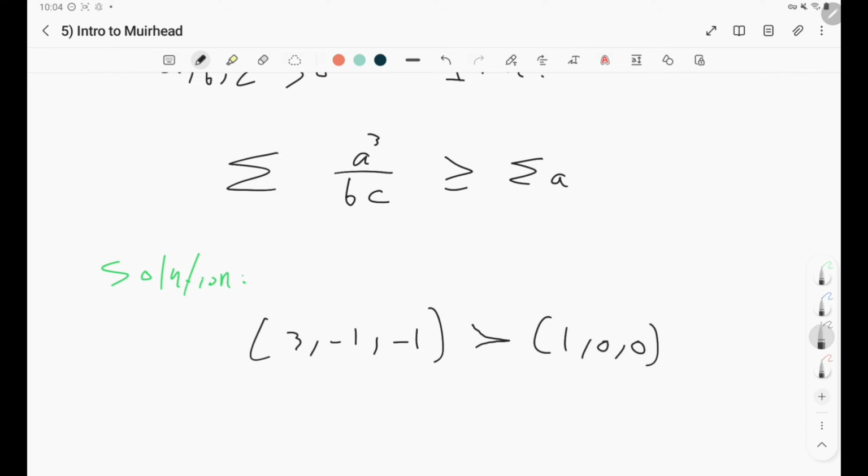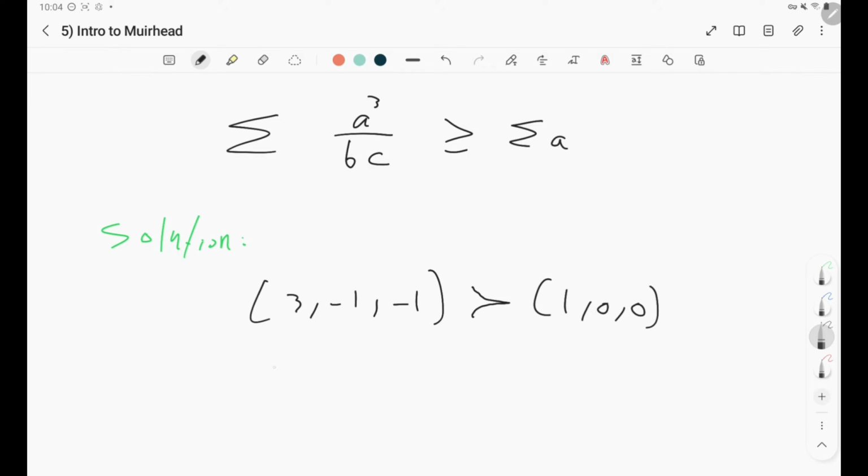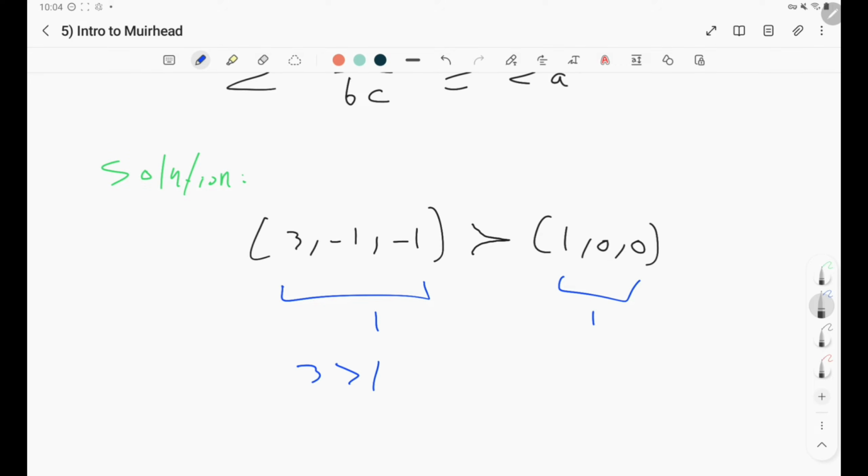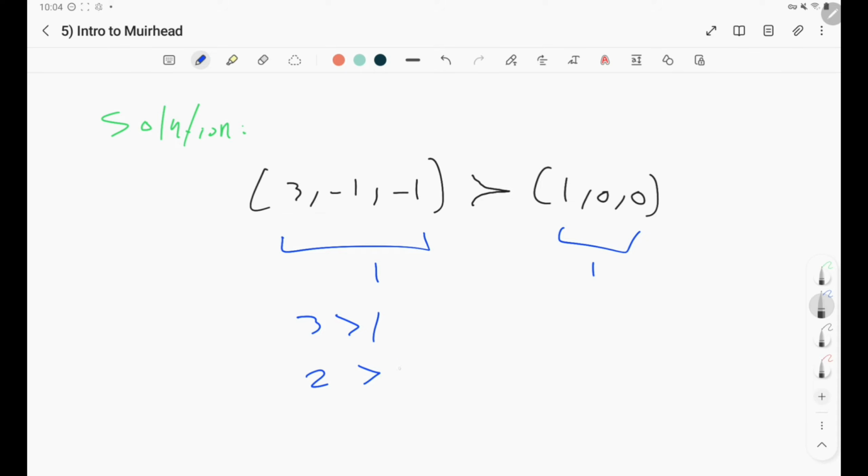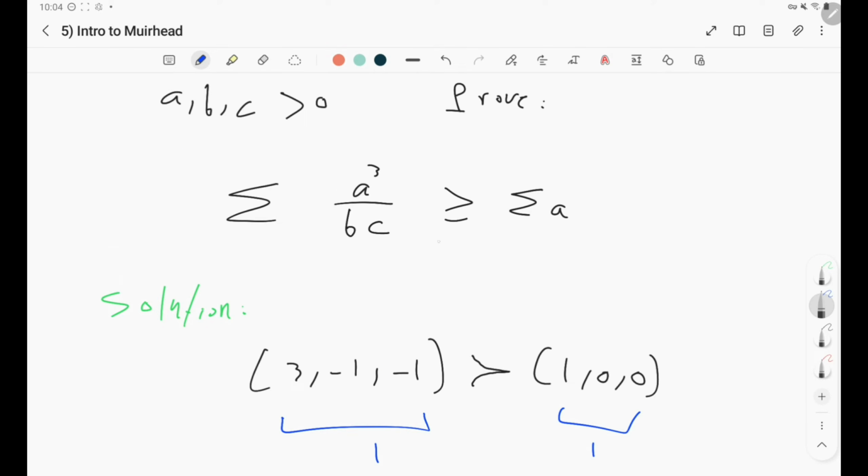So let's just check now the majorization condition. Here the sum is 1, the sum here is 1. Let's check. 3 is greater than 1, correct. 2 is greater than 1, that works. So we're done. The majorization is correct, and hence the inequality is correct.